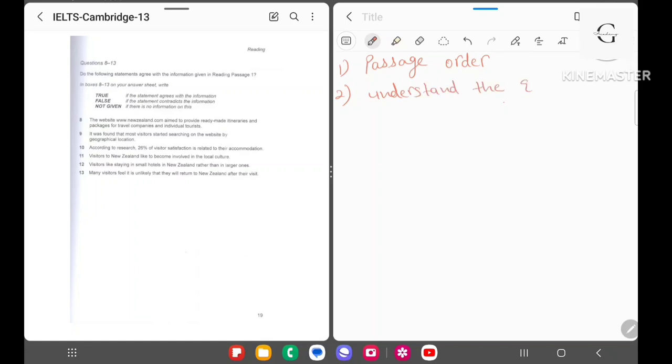the question. That's the most important thing which I recommend to all students, because if you know what to do, what to find in the passage, it's quite easy to get a correct answer. So you need to understand the question, and I'm going to explain this while doing the questions, how students get the question wrong just by misunderstanding the question.